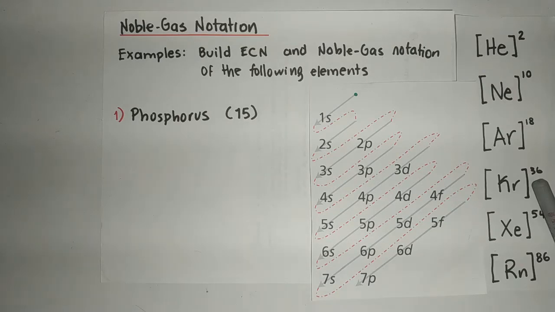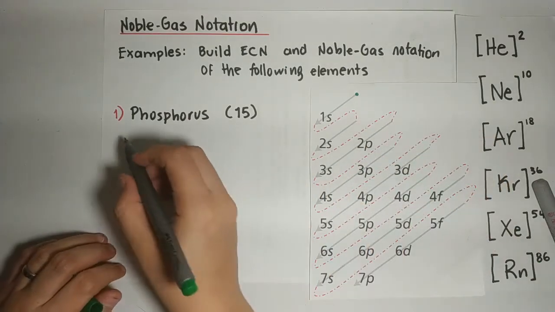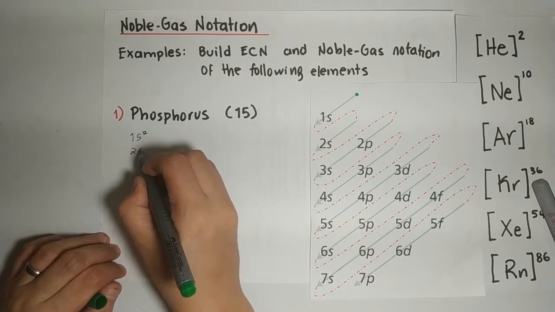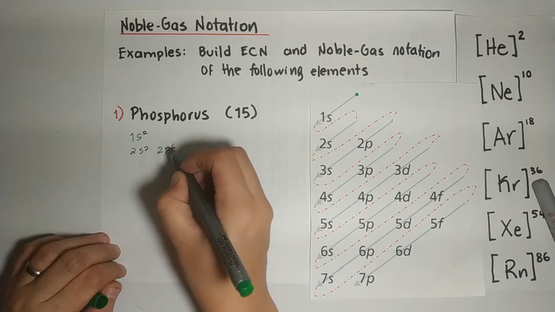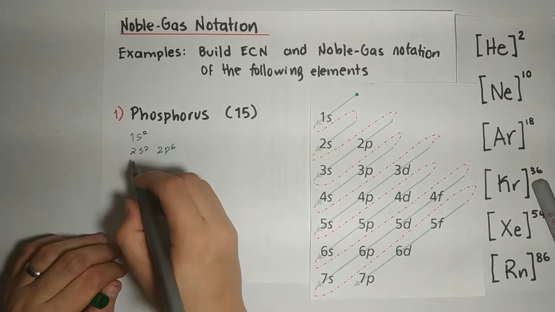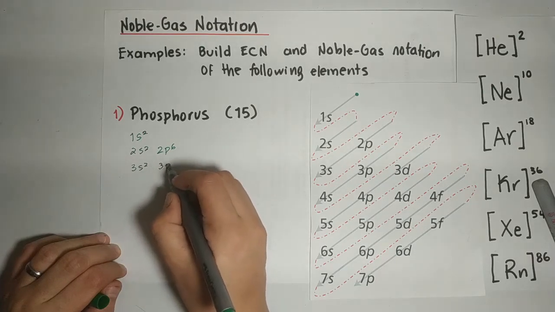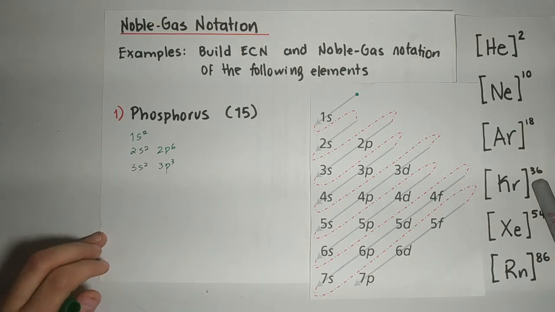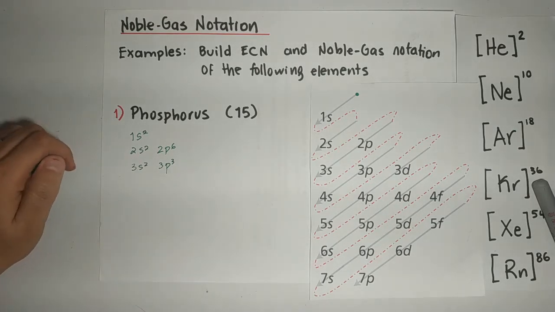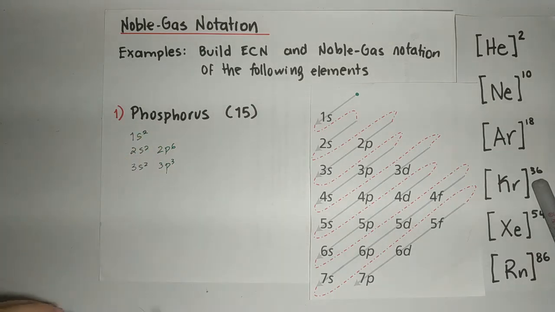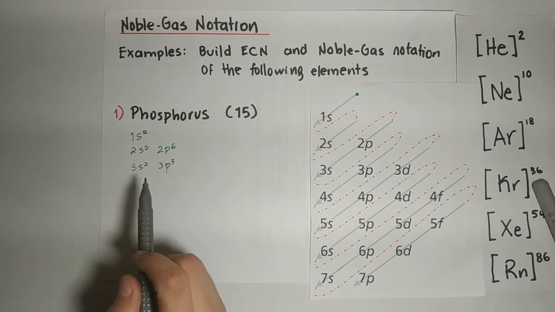First of all, we're going to start writing the electron configuration notation from this point over here, and we say 1s2, 2s2, 2p6. Here we have 10. We continue 3s2 and 3p3. So let me just be sure that I counted correctly. I have 6 and 6 is 12 and 3 is 15. So this is the electron configuration full notation of phosphorus.